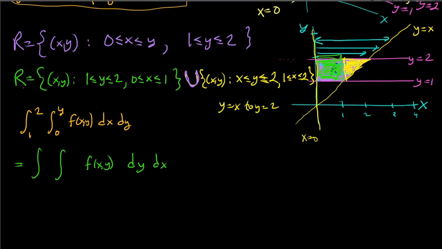So let's start with the green region here, the green square. Right, y is going from 1 to 2, and x is going from 0 to 1. Right. And then plus, we're going to add to that the yellow triangle here. It's a triangle, right? So now what is y doing? Y is going from x to 2, and x is still going from 1 to 2.